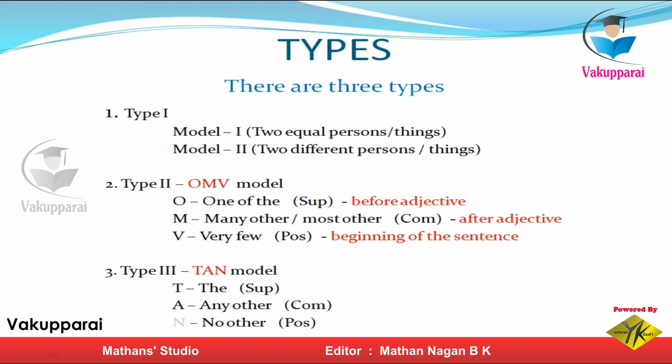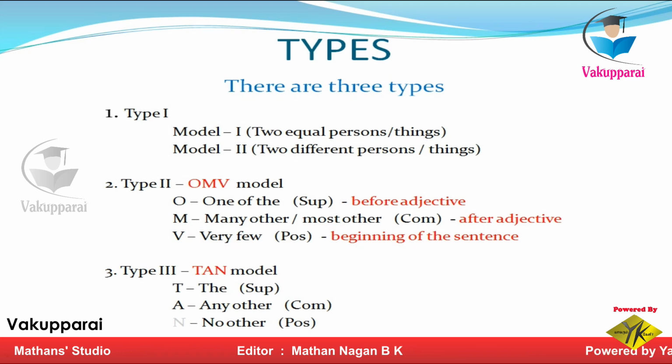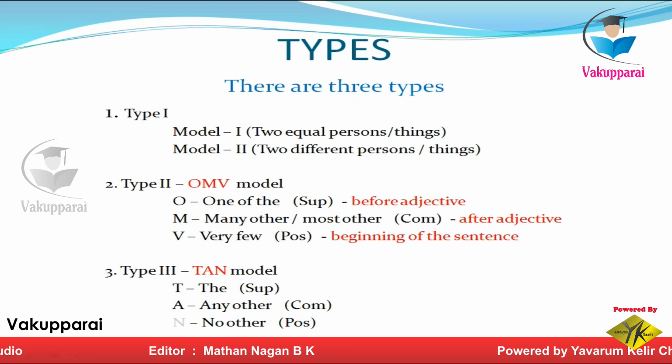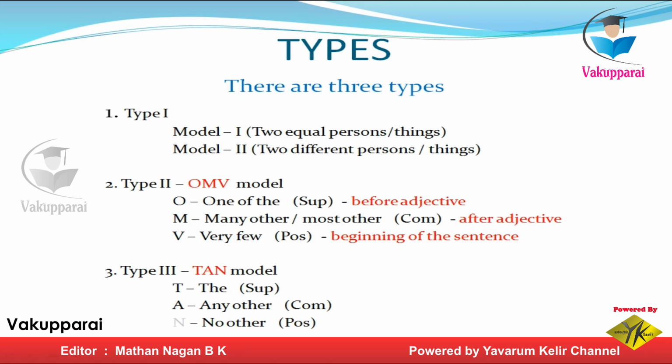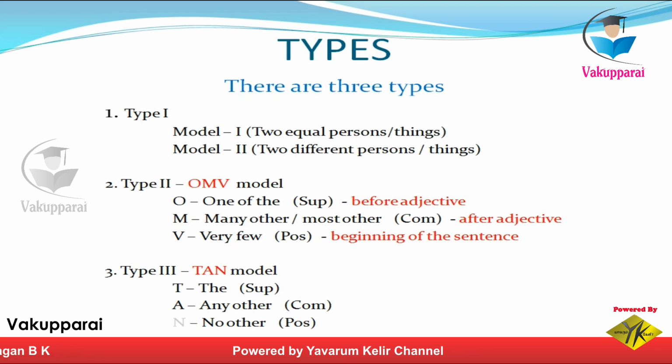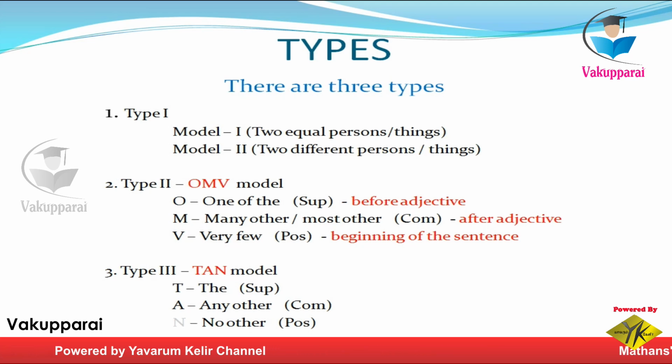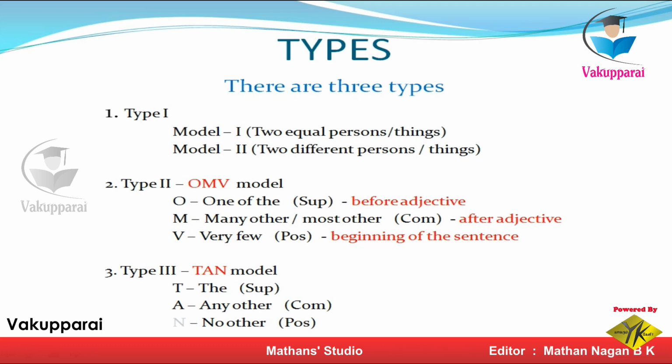So in the superlative degree the format is one of the, and it will come before an adjective. Many other or most other and any other will come after the adjective, and very few and no other will come at the beginning of the sentence. So keep it in mind.